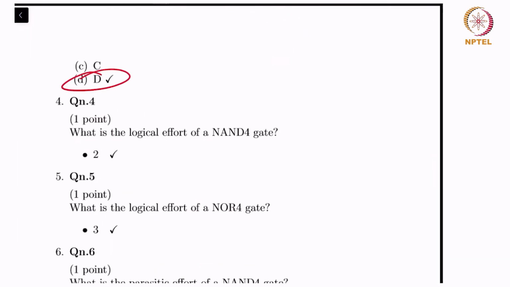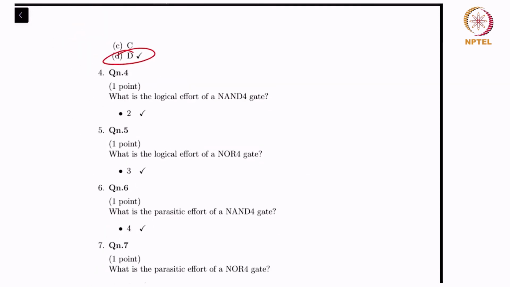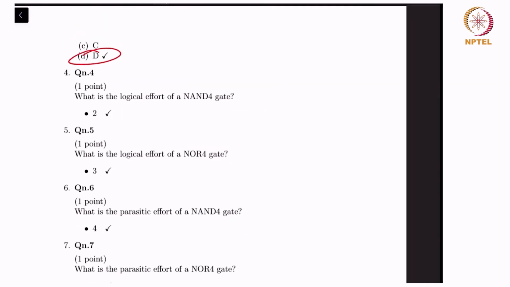In question number 4, we are asked to find the logical effort of a NAND 4 gate. So yeah, let's draw a NAND 4 gate. So the N stack looks like that. It's a 4 stack, so it's 4 times the reference size. Reference size is 1, so it's 4. And then this is the P stack.